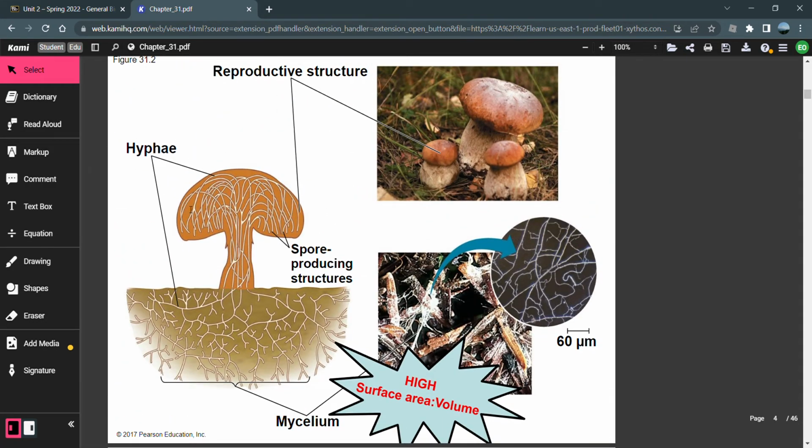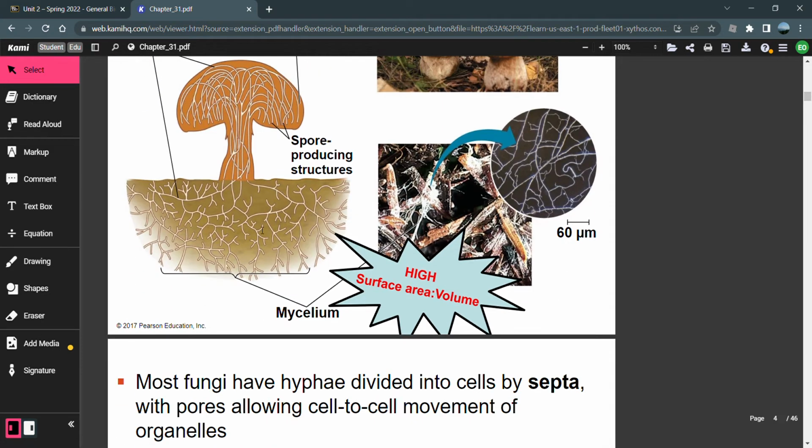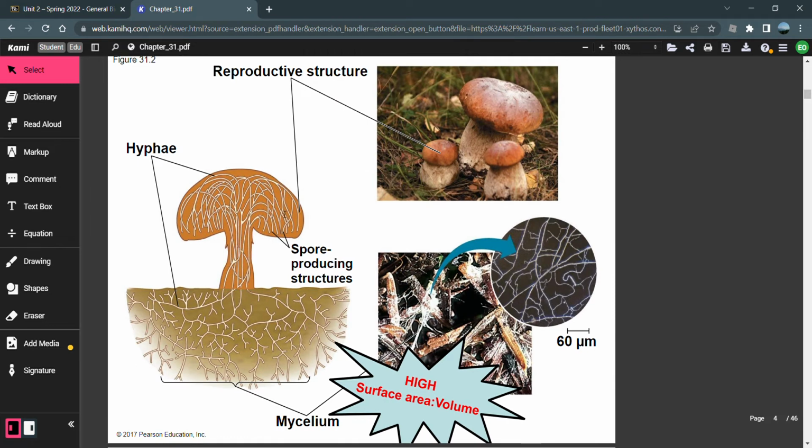Chitin is used in the hyphae cell walls. It reinforces the cell walls because it prevents the cell walls from bursting. Remember that they live in a hypertonic environment, because they're absorbing nutrients 24/7. And this prevents water from balancing these things out and causing them to burst. They want to absorb nutrients as much as possible.